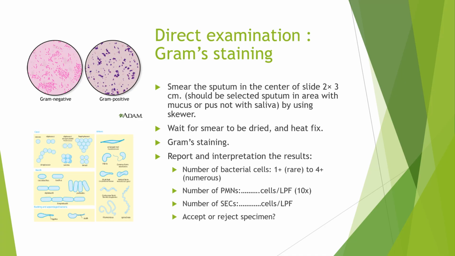What we're going to report is the number of bacterial cells, the number of PMN, which stands for polymorphonuclear cells, including neutrophils, basophils, and eosinophils, and the number of squamous epithelial cells. These PMN and squamous epithelial cells we observe in low power field, but for the bacterial cells we use the high power field.